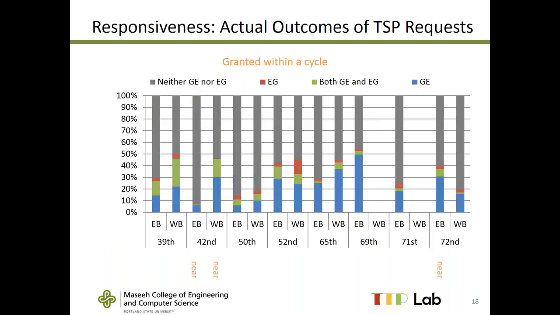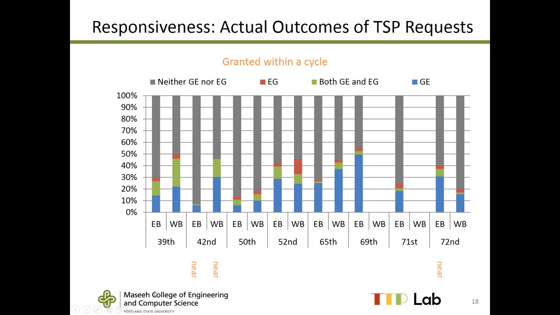Moving on, the second measure we looked at is responsiveness. Basically, we're trying to measure, as a bus approaches an intersection and requests TSP, how many phases are granted by the system within a cycle. We just use a cycle as the time for the bus to be responded to.